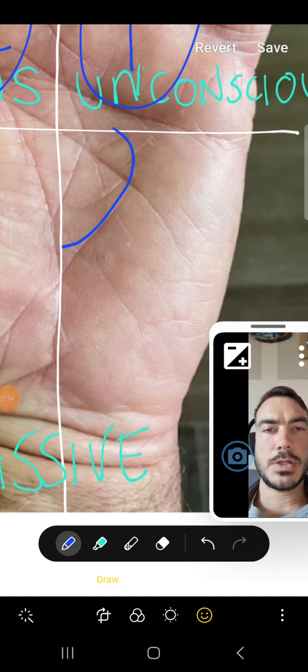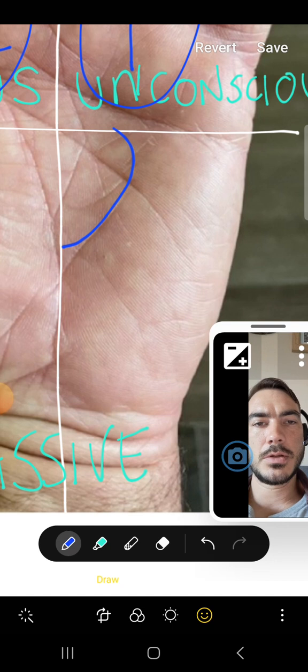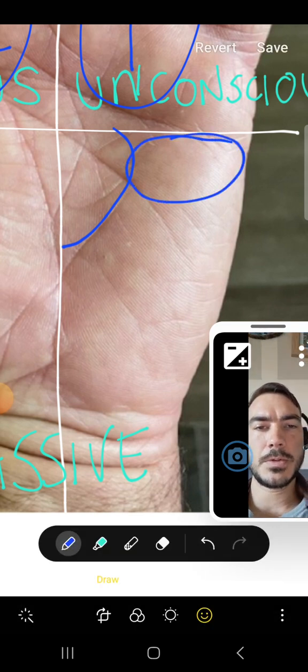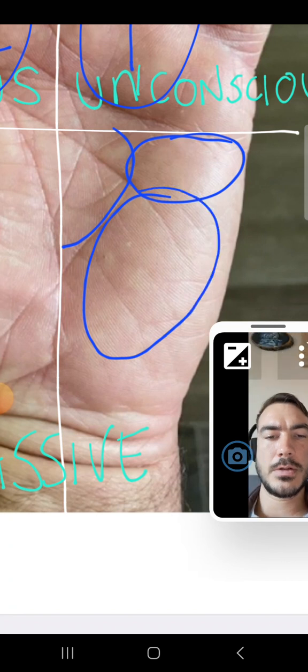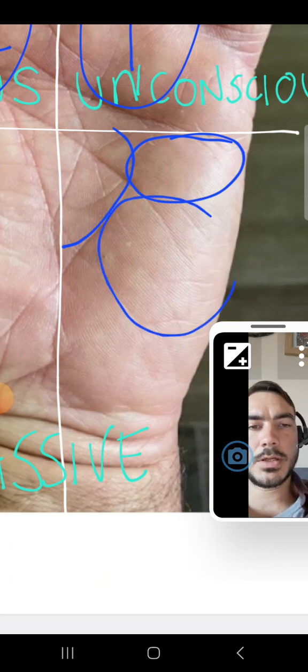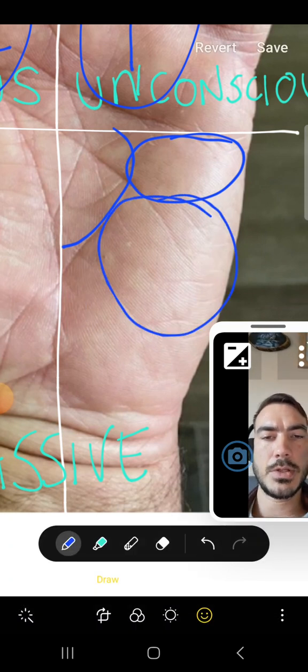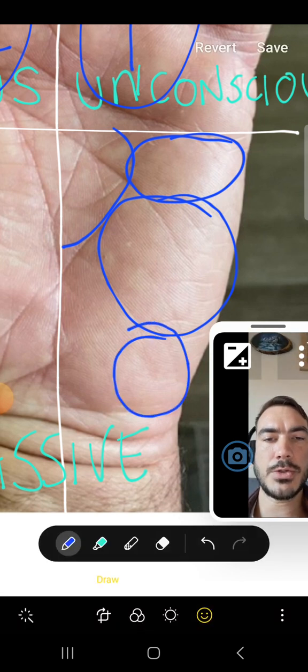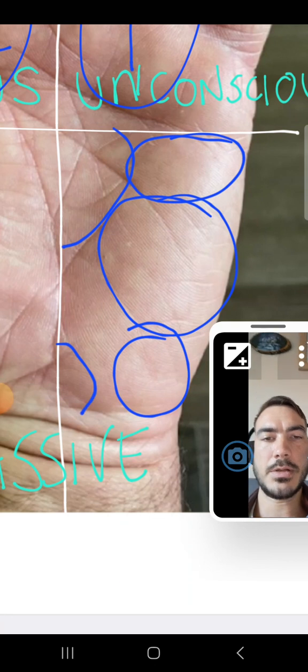So the central plane of Mars is a bit bigger there. So there's upper Mars. That's a bit big. Here's lunar. And Pluto, sorry, and a little bit of Neptune as well.